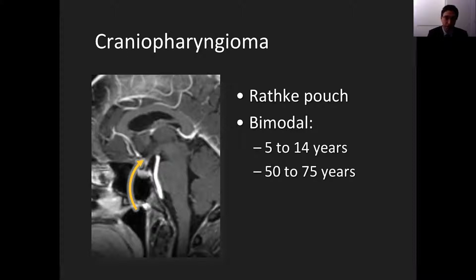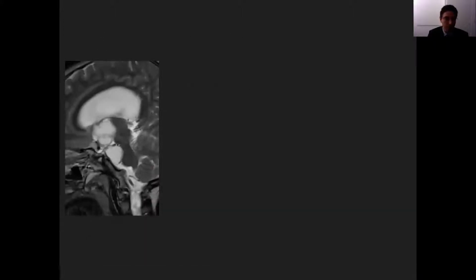They present at two separate peaks, the first one in children and young teens, and the second one in older adults. They have a relatively equitable distribution between men and women, and they are histologically benign lesions, but they're associated with high morbidity and a high percentage of recurrence.